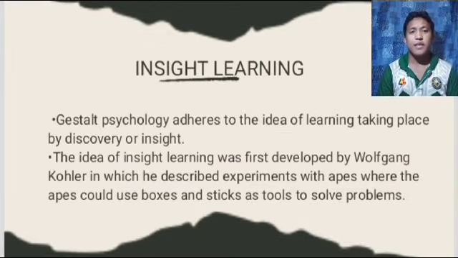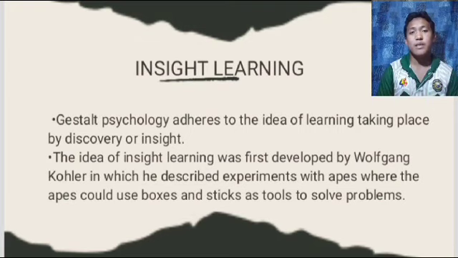Insight learning. Gestalt psychology adheres to the idea of learning taking place by discovery or insight. The idea of insight learning was first developed by Wolfgang Kohler, in which he described experiments with apes where the apes could use boxes and sticks as tools to solve problems. Gestalt psychology holds that learning occurs through discovery or sudden insight.